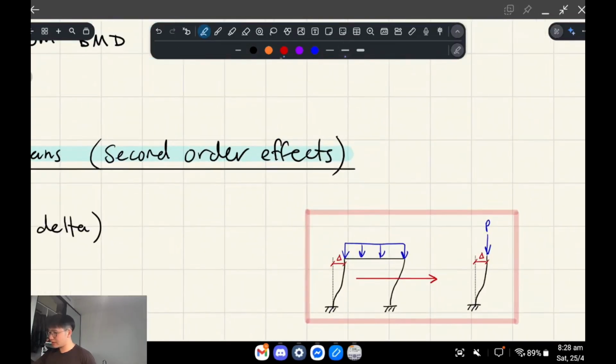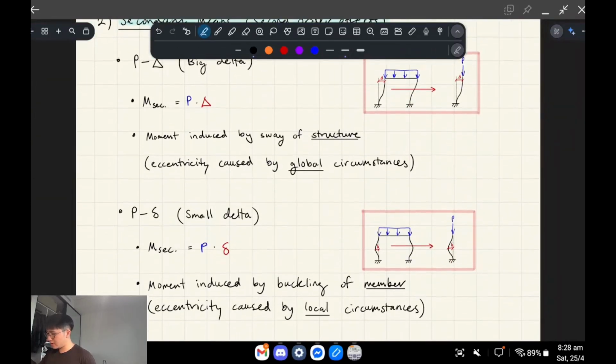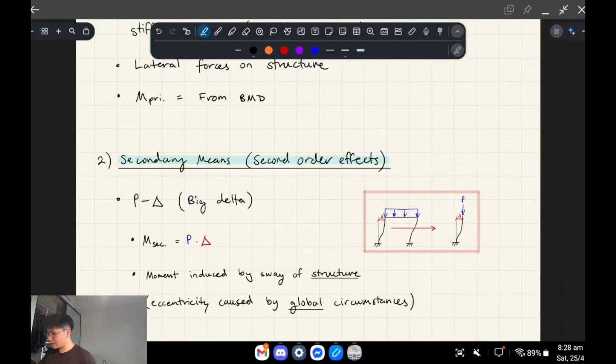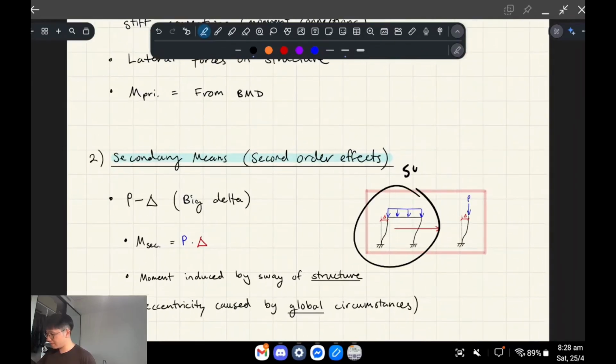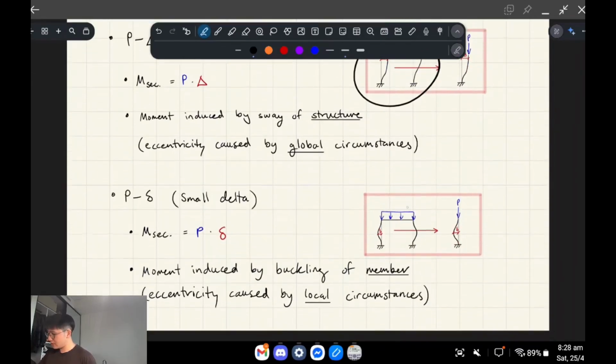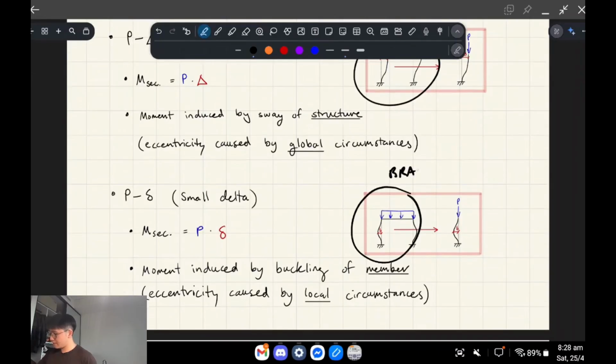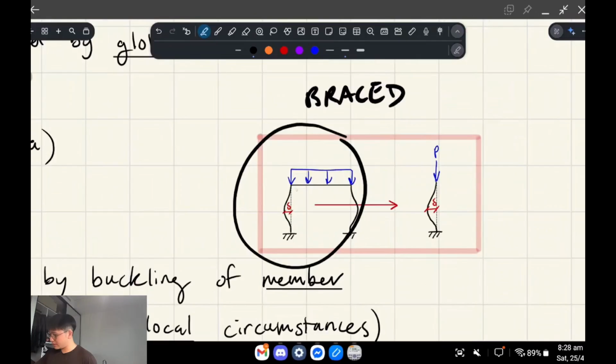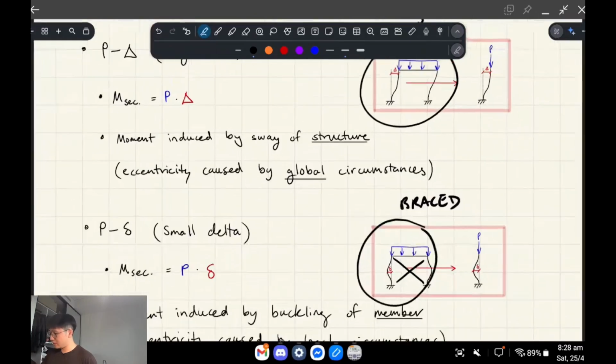So the idea is that it depends on if you've got a braced or a sway frame, all right? So the first one here is a sway frame, and the second one here is a braced frame. I haven't really drawn it, but the reason why this would be braced is there would be cross bracing or something, for example. Okay.